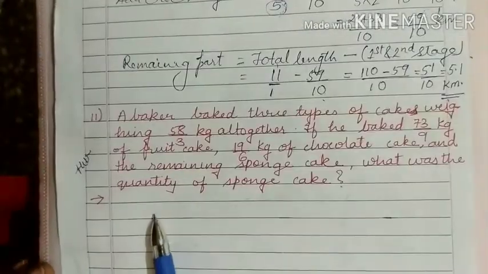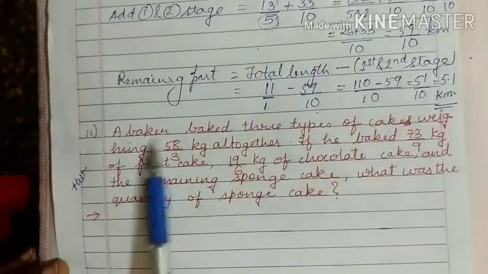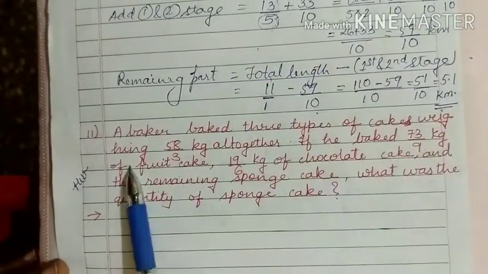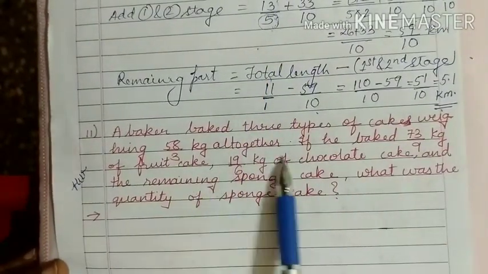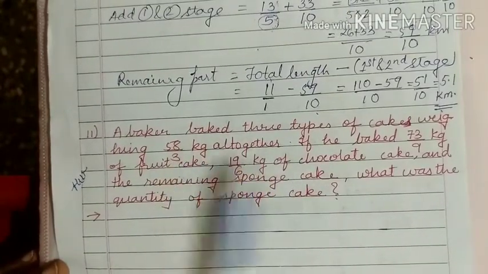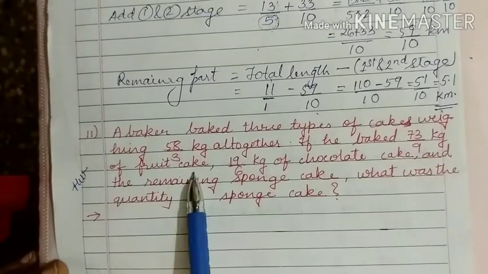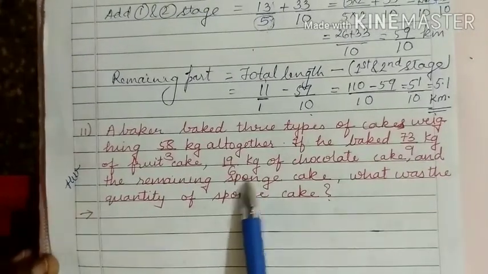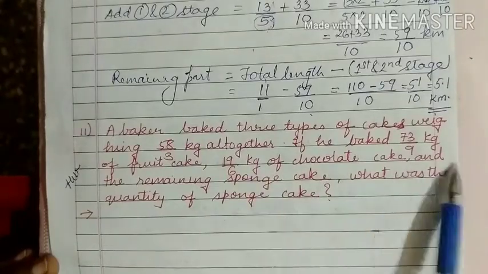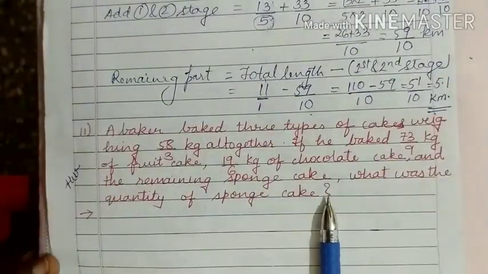Similarly, the 11th problem, I am giving it as homework. It is the same as the 10th one. A baker baked 3 types of cakes weighing 58 by 3 kg altogether. So the total weight of the cake is 58 by 3. If he baked 73 by 9 kg of fruit cake, 9 by 6 kg of chocolate cake, and the remaining is sponge cake, what was the quantity of sponge cake?